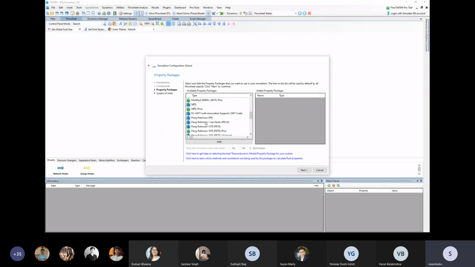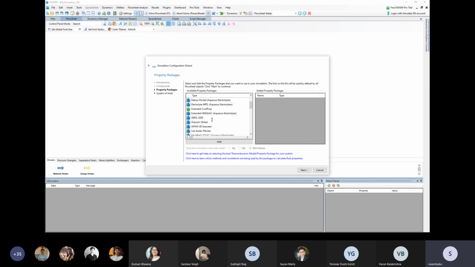Those assumptions act as limitations. We all know those assumptions act as limitations. So based on those limitations, we cannot say that any property package can be used for anything. Definitely that won't give a proper result. Different property packages predict certain components very well.